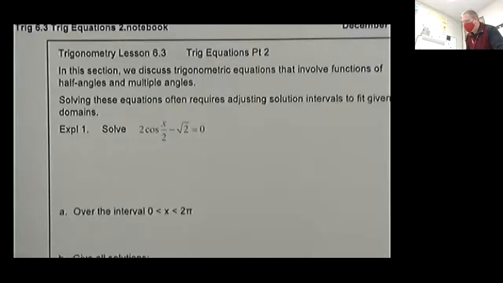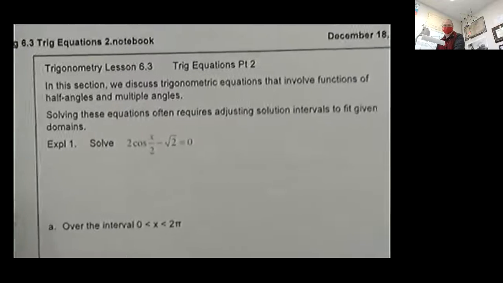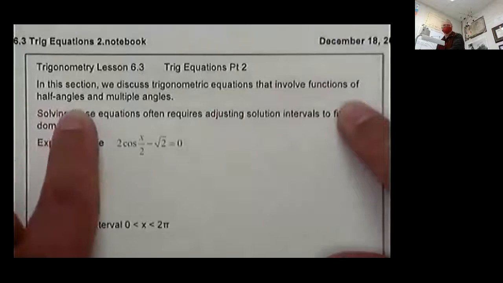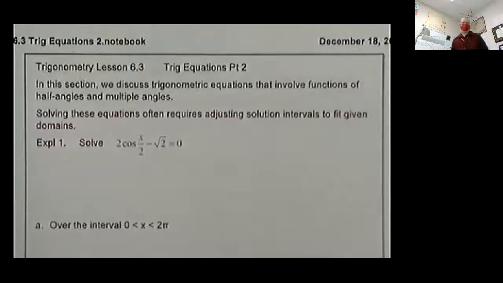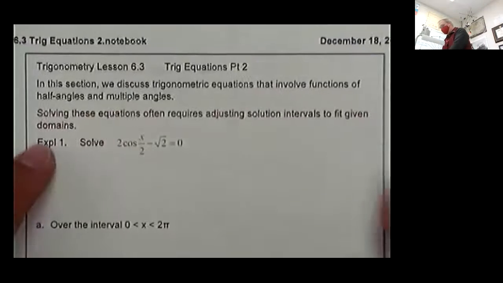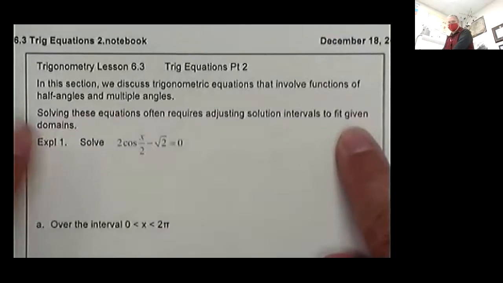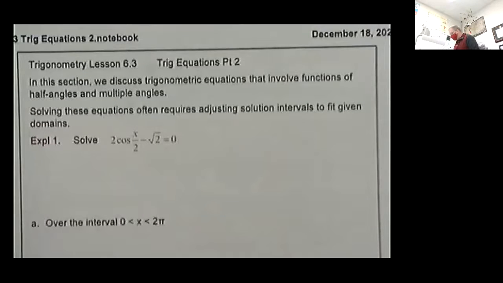All right, so we're looking at more of the same. We're going to look at more tricks, tips, and techniques to solve trig equations. In this section, we're going to discuss trigonometric equations that involve functions of half angles and multiple angles. So we need to figure out a way to take care of the half angles and the double angles that show up in problems. Solving these equations often requires adjusting solution intervals to fit given domains. And we'll talk about that as we go through the problem.